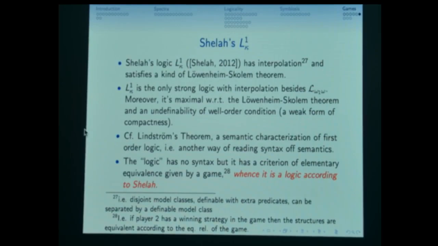Thinking about games, Shelah here, I referred at the beginning of the talk to logics, or to the idea that a logic doesn't necessarily come with a syntax. So here's an example of one such, maybe you've been hearing about it. This is Shelah's logic L1 kappa. It has interpolation in the semantic sense, and it satisfies a kind of Löwenheim-Skolem theorem, and it is the only strong logic with interpolation besides L omega 1 omega. Moreover, it's maximal with respect to Löwenheim-Skolem and undefinability of well-order, a kind of compactness.